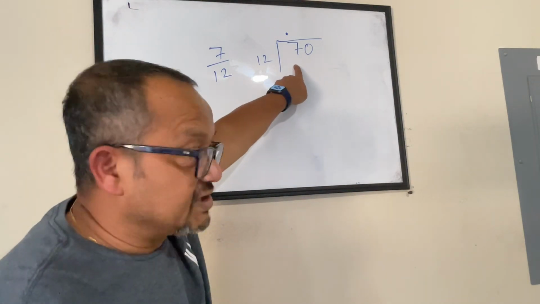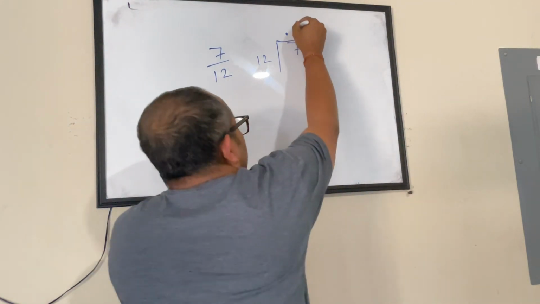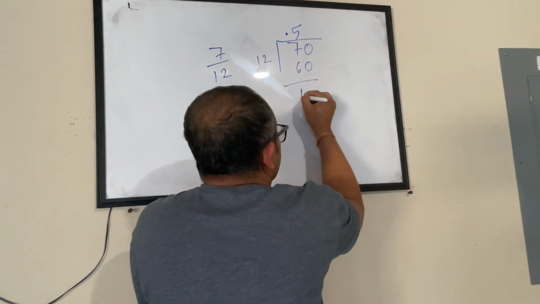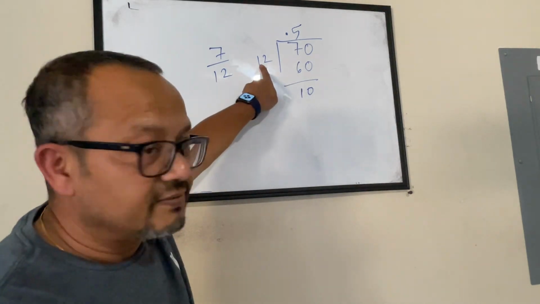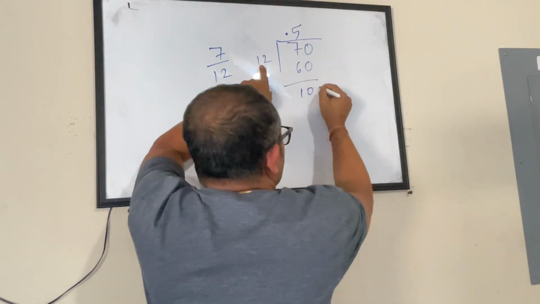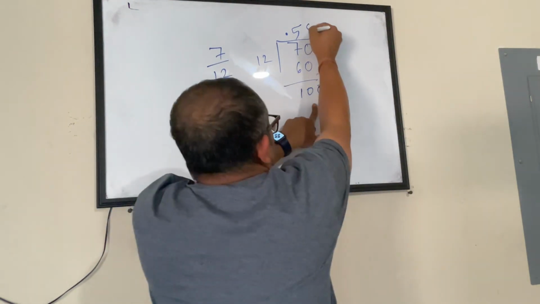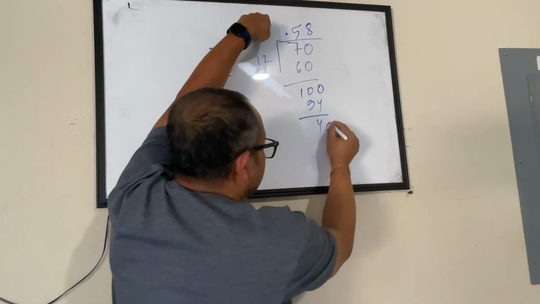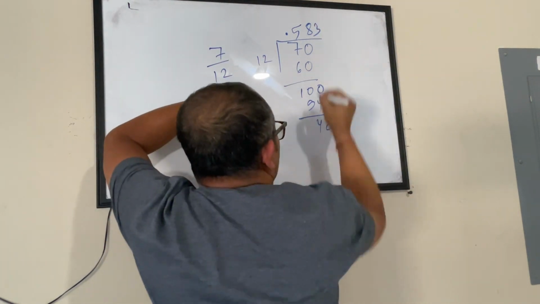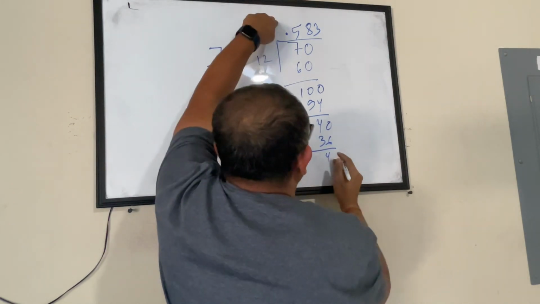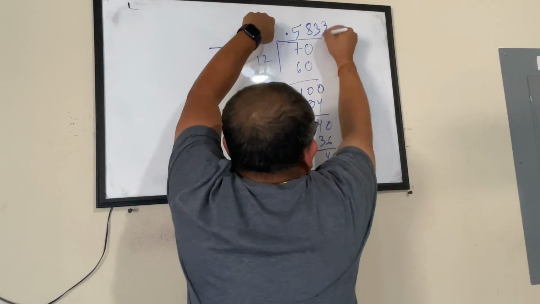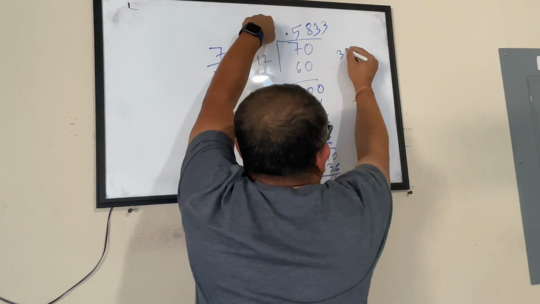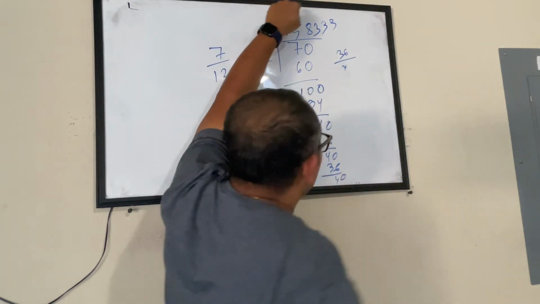Now, 12 5s are 60, 12 6s are 72. I can only go to 5. 12 5s are 60. What is remaining? 10. 10 is still smaller than 12. But I have a chicken, it lays one more egg. 12 8s are 96. What is remaining? 4. Chicken gives me one more egg. 12 3s are 36. What is remaining? 4. Chicken gives one more egg. 12 3s are 36. Remaining 4. And we go on. See?